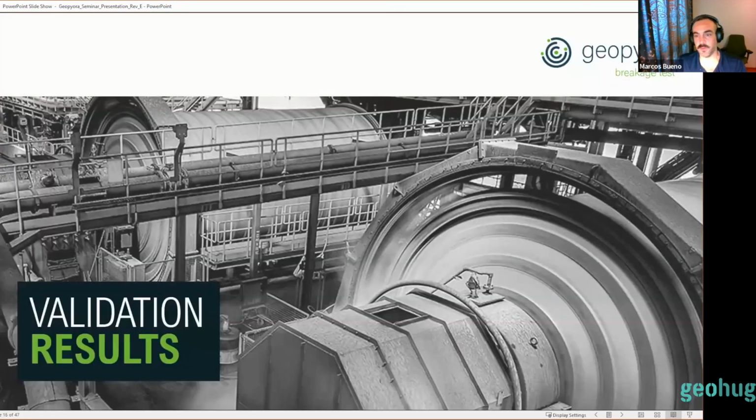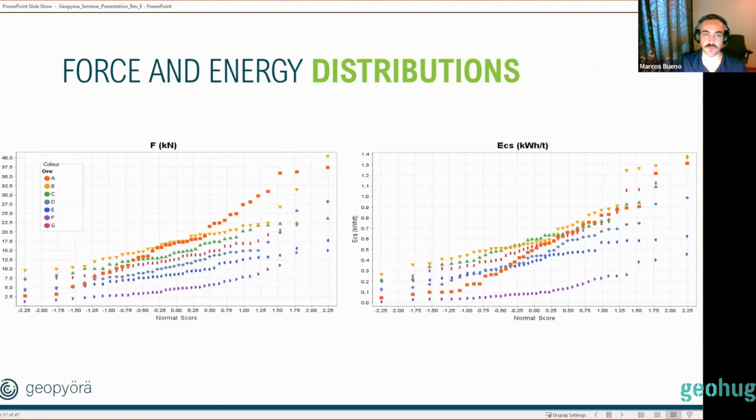So let's talk a little bit more about validation, because we are proposing something new here. I know that the industry has some reluctance in moving away from the traditional testing methods. So in the last 2 years we've been doing a lot of validation and comparative work against traditional methods.